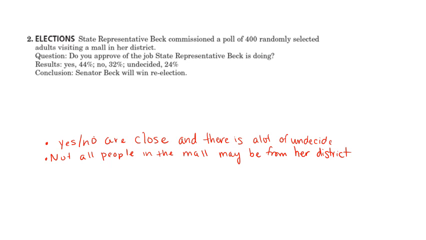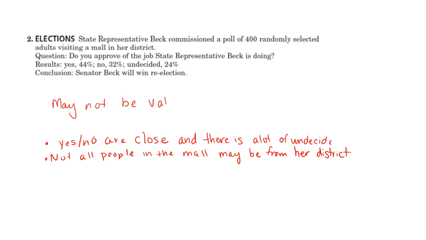So let's say when I did my survey, I asked, do you live in this district? And let's say they all did. I still would say these results aren't too valid because I don't know if she's going to win re-election. What if all of those undecided people go with the no? Now we have a majority of people saying no for her. So I would say this may not be valid.